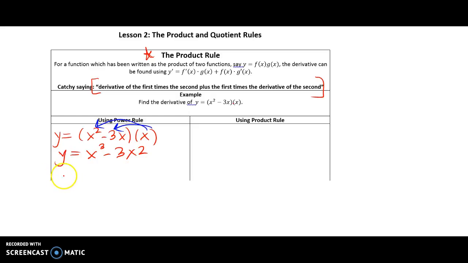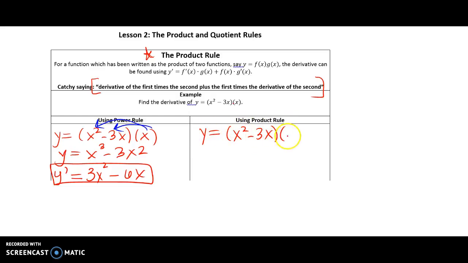After that algebraic manipulation, we would say this is now ready for y prime. So I would use my power rule and get a function for my derivative that is equal to 3x squared minus 6x. There's absolutely nothing wrong with that strategy, but now if we know the product rule, we could do this problem in a different way without requiring the algebraic manipulation at the beginning.